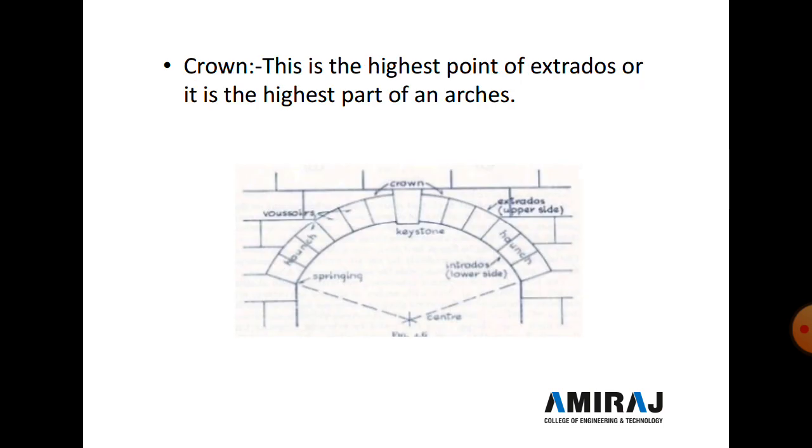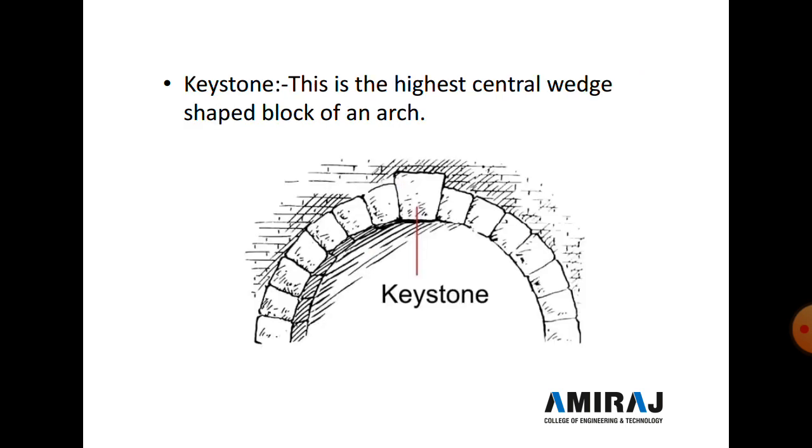Now next is the crown. So see this figure on the top. This is the highest point of the extrados. It is the highest part of the arc, known as the crown. In this figure the crown is seen. So the highest, topmost part of the extrados is known as the crown.